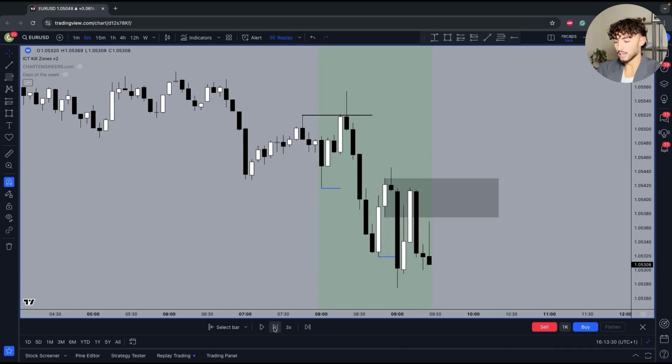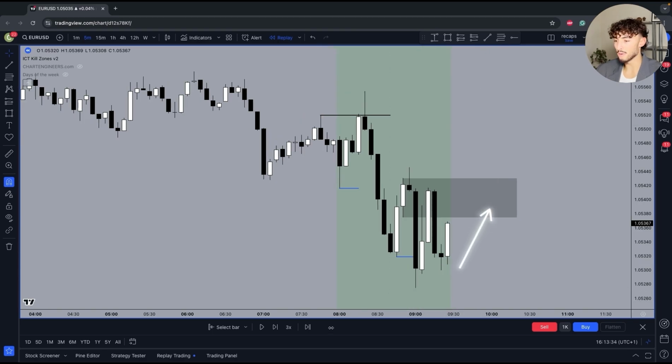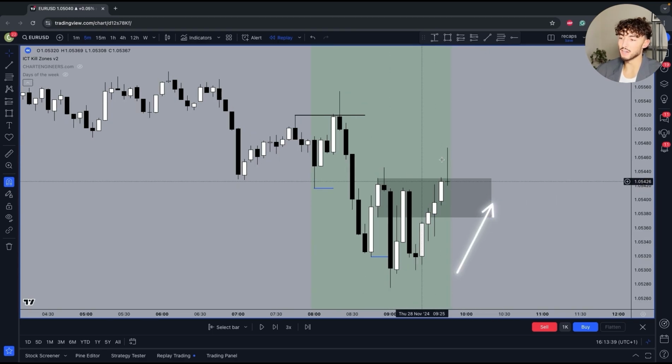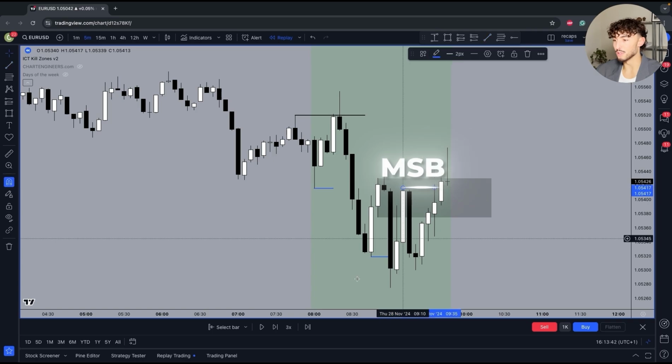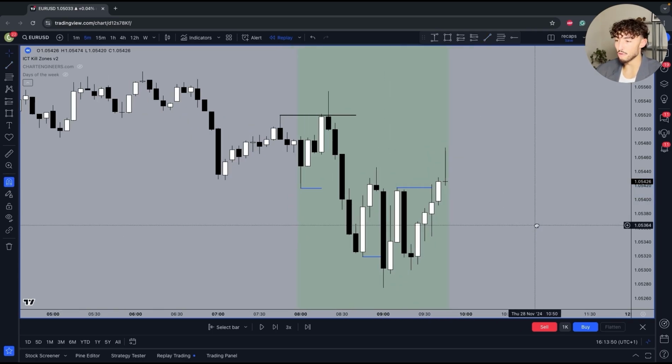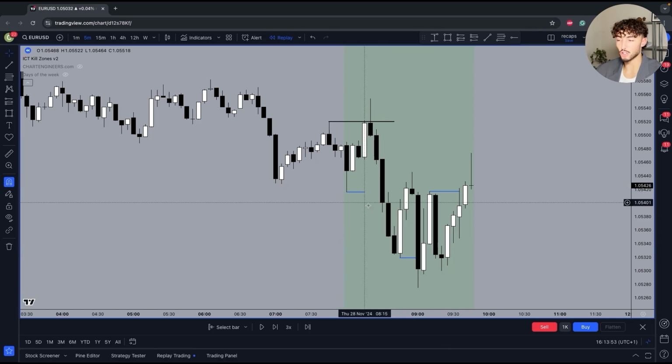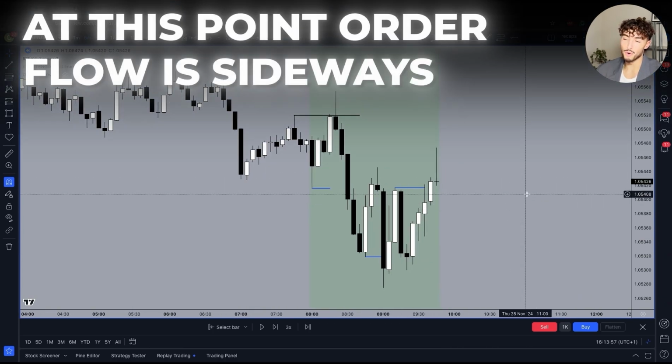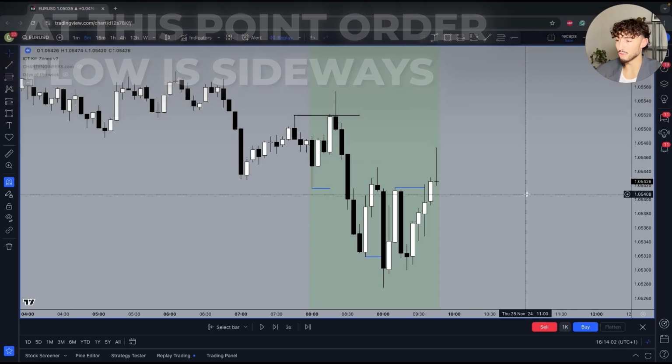And then you can see how price has pushed up again, and then you can see this order block being violated, and we also had an MSB to the upside right now. So this order block is violated. So at this point there's no order flow for me. We had bearish market breaks, but then we broke up again on the M5. So at this point order flow is sideways, and I don't like order flow being sideways. I don't trade when order flow is sideways.